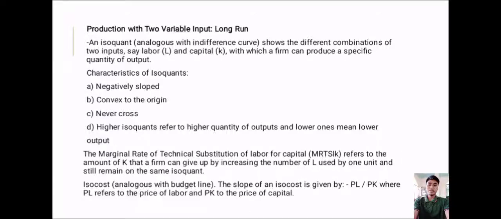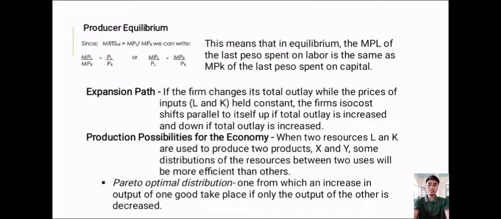So producer equilibrium. These are the formulas and the expansion path. If the firm changes its total outlay while the prices of L and K are held constant, the firm's isocost shifts parallel to itself, up if total outlay is increased and down if total outlay is decreased.